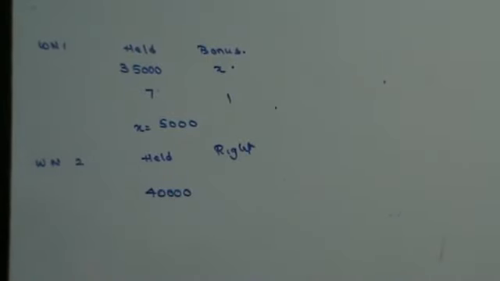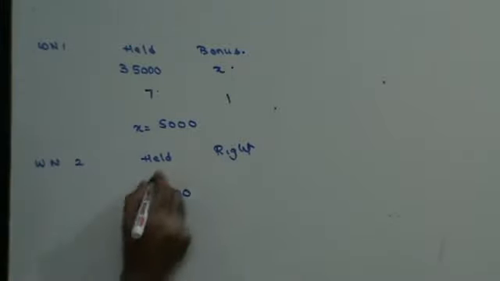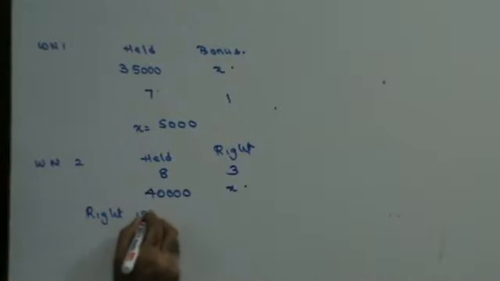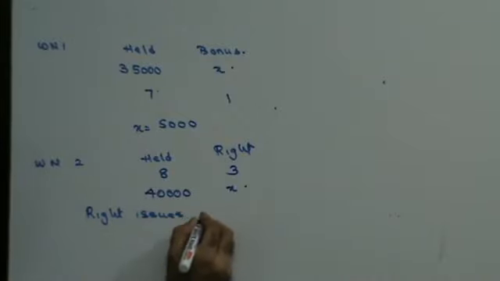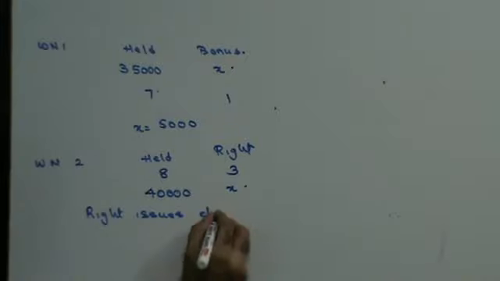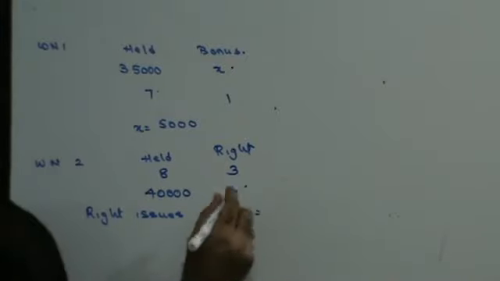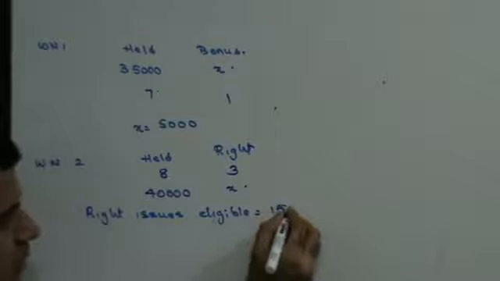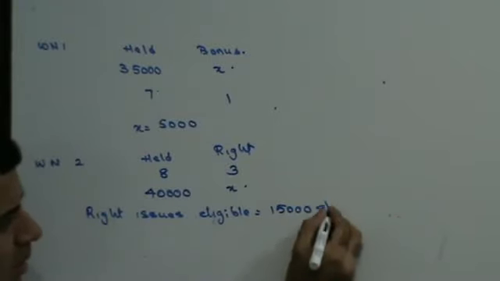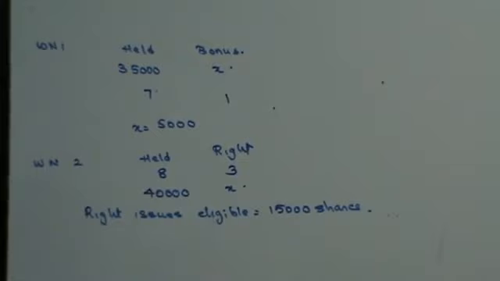In what ratio are they giving you the rights issue? 3 shares for every 8 shares held. That means if you are holding 8 shares, you will get a rights issue of 3 shares. Fine, do you get this? That means you are eligible. Rights issue eligibility: 15,000. You are eligible for 15,000 rights issue shares. Now, if you are eligible for 15,000 rights issue shares, that does not mean that you have purchased the entire 15,000 rights issue shares. Let's see this.